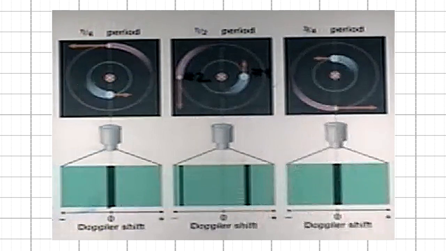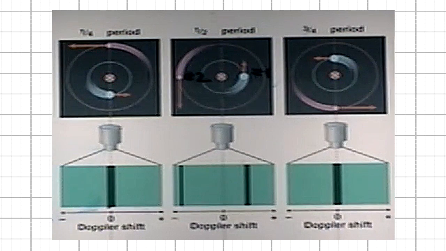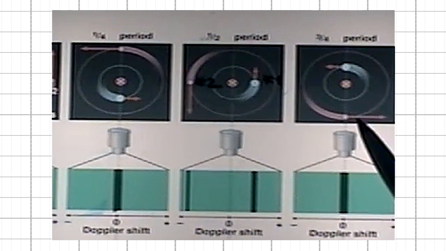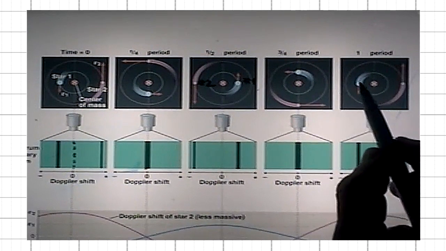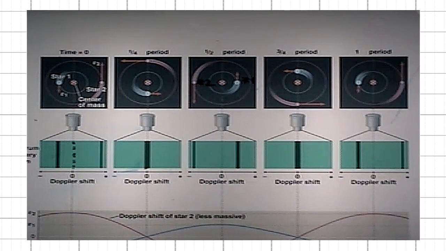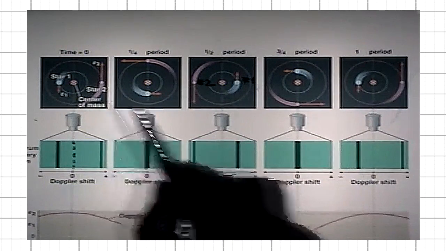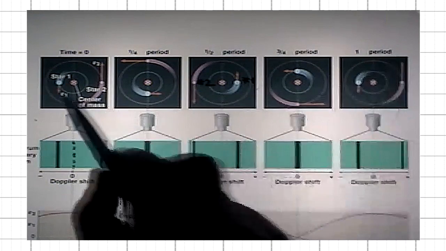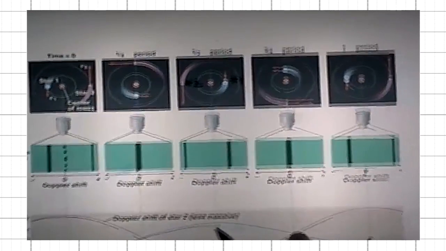After 3/4 period, I have the same situation, or analogous situation, to the one after a quarter of the period, where neither one of these two stars is either approaching me or receding away from me. Therefore, there is no shift in their spectral lines. All right? And then after one period, once each star has completed a full revolution around the center of mass, I have returned back to the initial situation when star 2 is moving away from me, star 1 is approaching me, and I see the same amounts of shift as I saw at the beginning.